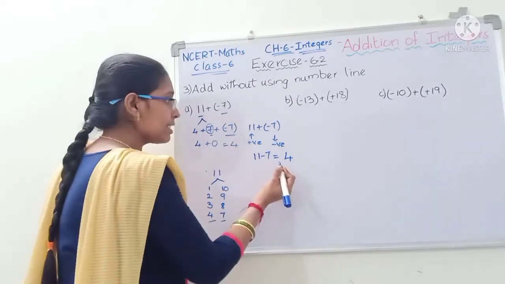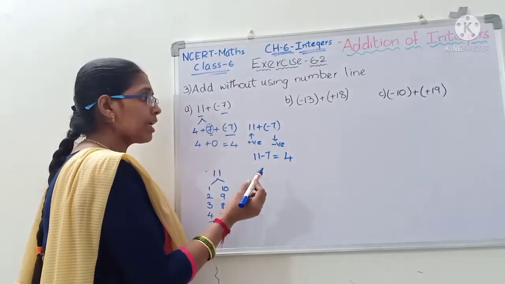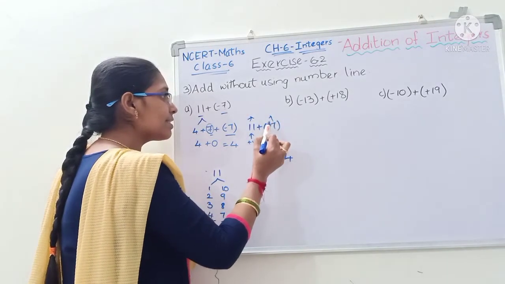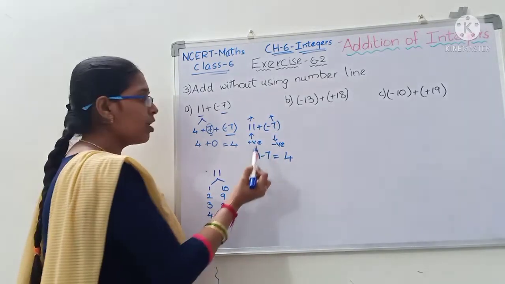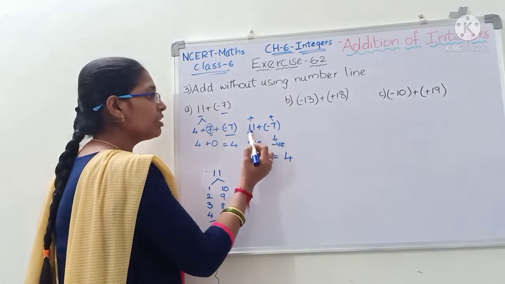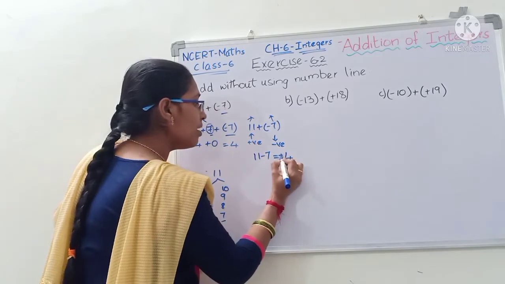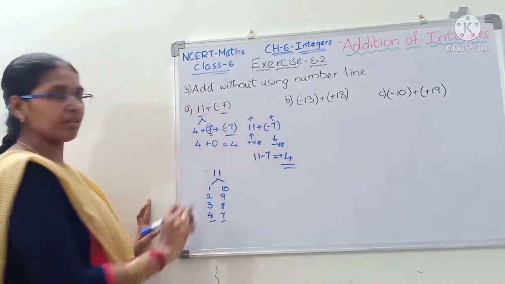No. Next, second step, you should check the sign of the big number. One number is 11, the other number is 7. Without considering the sign, we check the numbers, children. One is 11, one is 7. Which is big? 11 is big. What is the sign of 11? It is plus. So the answer is plus 4. This is a direct way to solve.